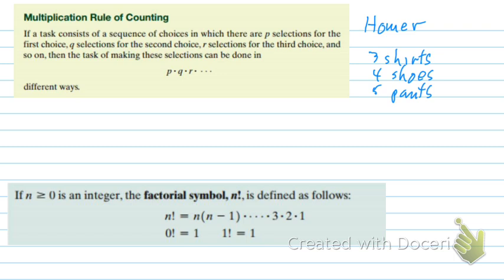Now see, he doesn't care about matching anything. How you getting that? Wouldn't it be 60? Because 3 times 4 is 12. 12 times 5 is 60. So I'm just saying, multiply them together. And that's what that multiplication rule of counting is up there. You'd say 3 times 4 times 5. So he could have 60 different outfits.